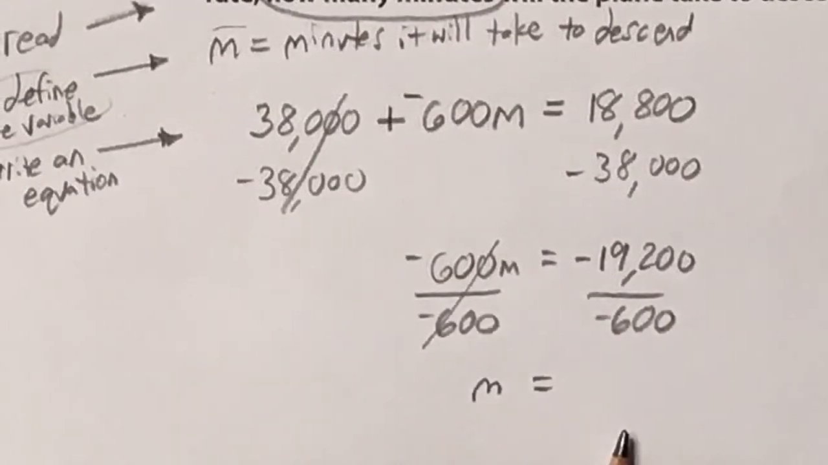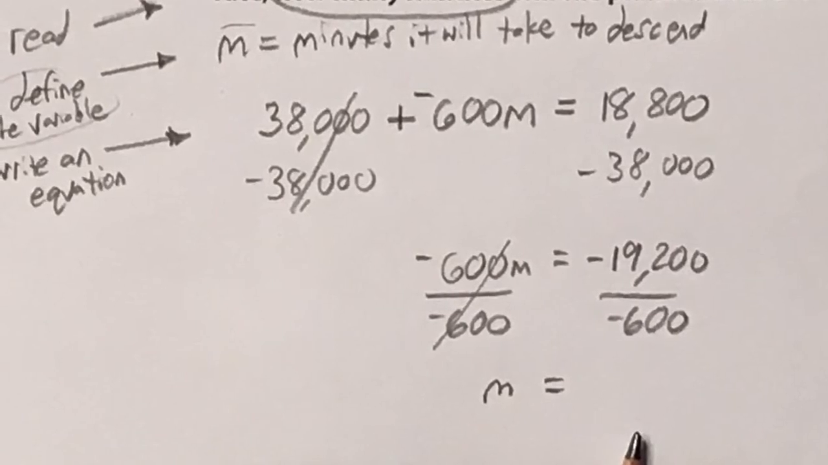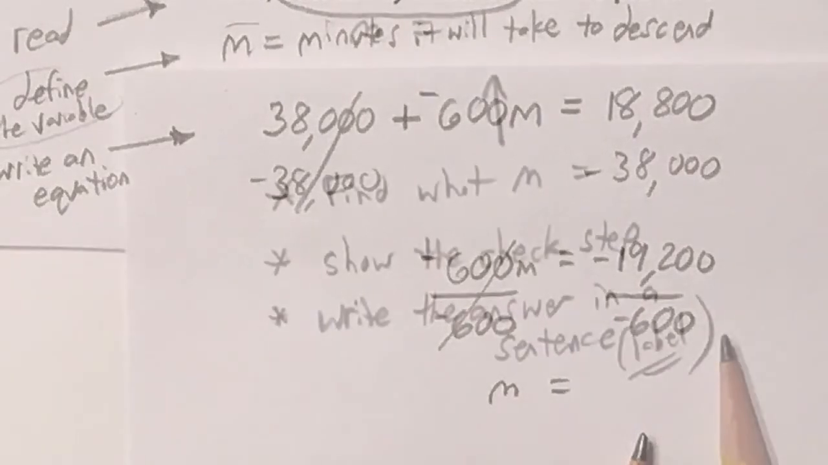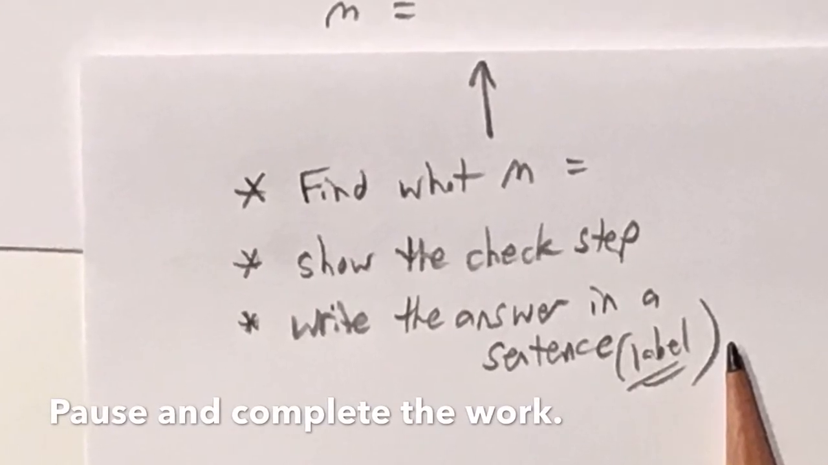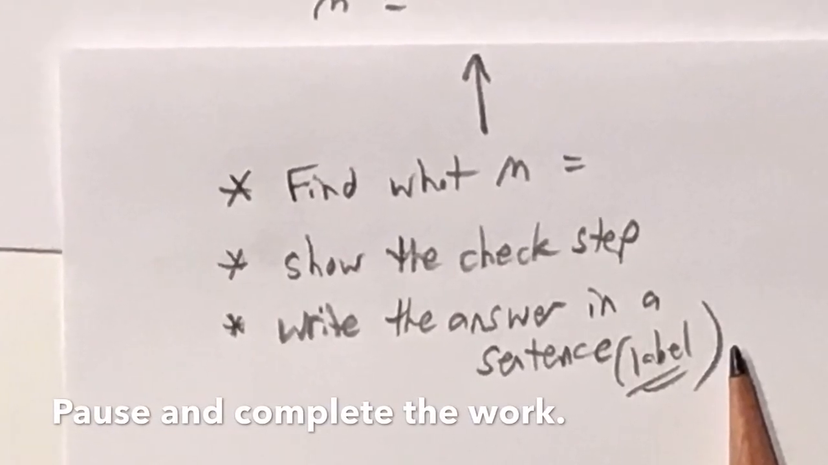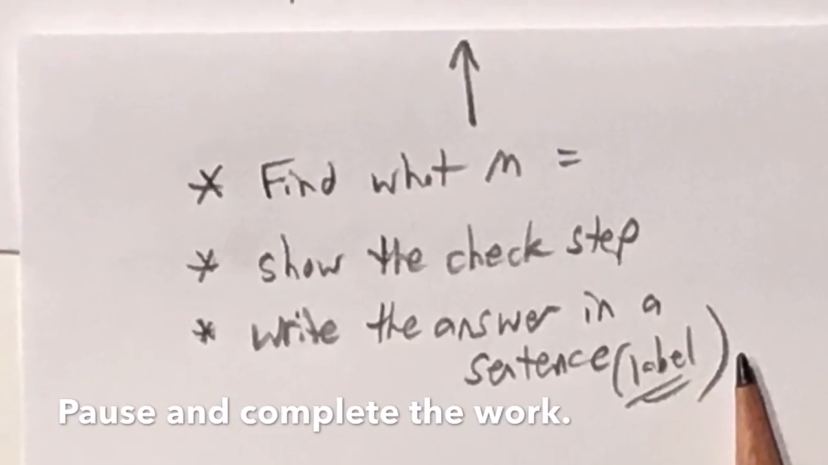All we've got to do now is divide both sides by negative 600, which is the inverse operation of multiplying by negative 600. Now what I'd like you to do is finish the problem by finding out what m is, show the check step, and write the answer in a sentence. Pause the video to do this.